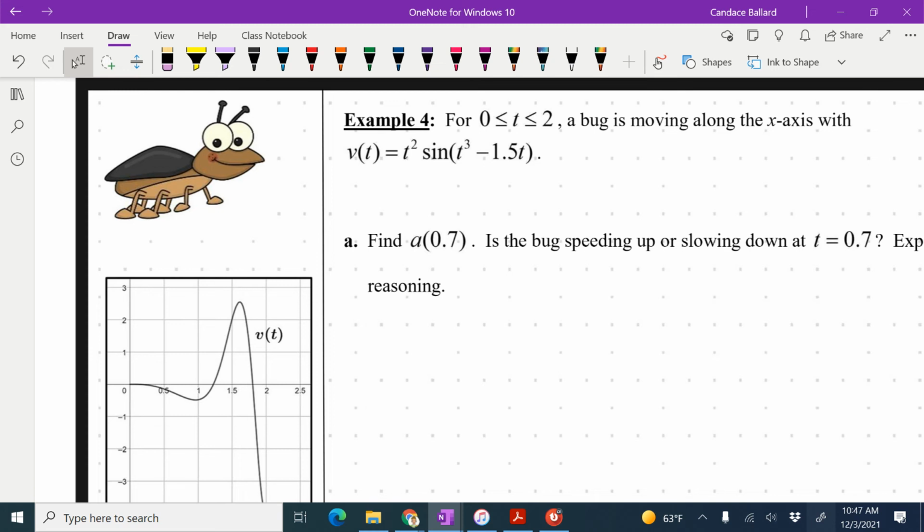All right. So it says that for t between 0 and 2, a bug is moving along the x-axis with the velocity of t squared times sine of t cubed minus 1.5t. Aren't you so glad I had you go get a calculator? Because we'd have a product rule and a chain rule, and we'd have to set it equal to 0. That would be horrible, wouldn't it, on a Friday? So let's get this put into our calculator, okay? And I'm purposely picking on your graphing calculator versus just us opening Desmos. We know that would probably be easier, but I want to make sure you understand how to use the technology you have to use on the AP test, okay?